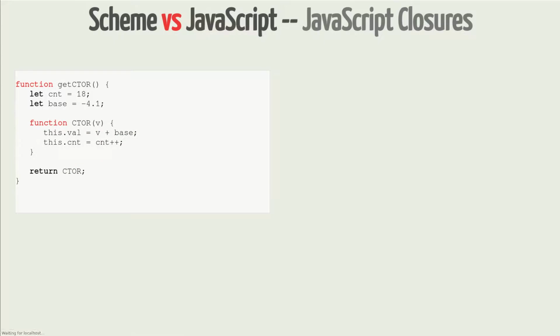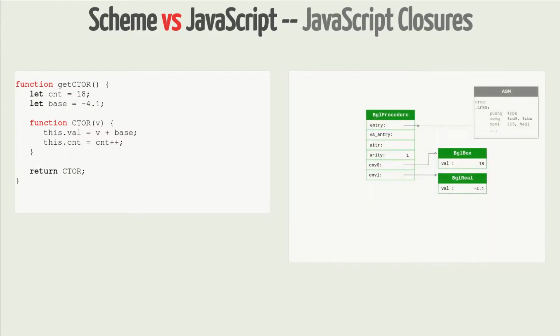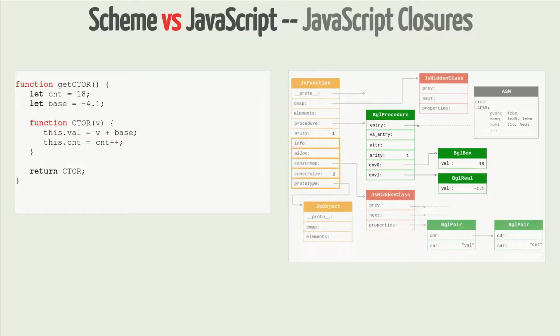Now JavaScript functions. Here is the similar function implemented in JavaScript. Because it is a regular object, its implementation is more complex than the plain Scheme implementation shown in the figure. In addition, extra values are allocated. Obviously, JavaScript functions are much more expensive than Scheme functions.